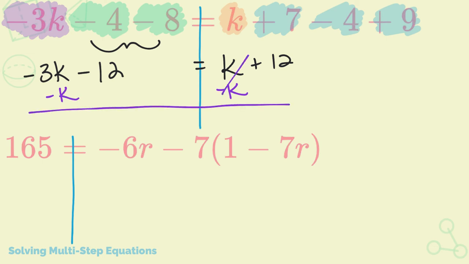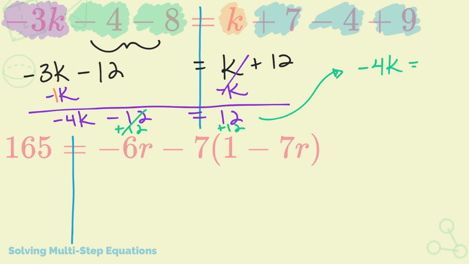So it doesn't matter which one you start with. So that's going to give me, I really have a 1 in front of that k, so it's going to be -4k minus 12 equals +12. And then from here, I can go ahead and add 12 on both sides. So I'm going to be left with -4k equals 24. Notice that we've gotten it down to our one-step equation. And when I divide by -4, k equals -6.